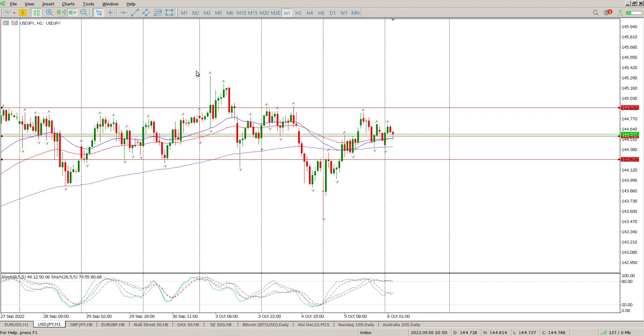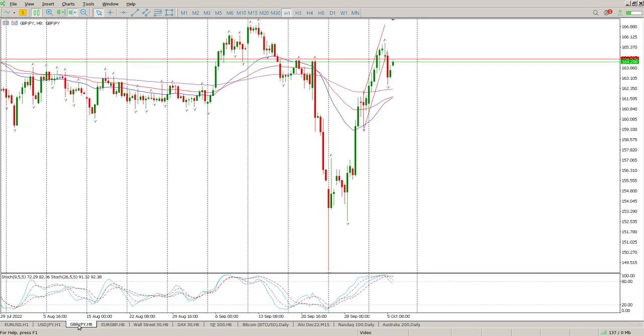So for me, I'll stay out of it until we start clearing 144.914, or we start dropping below 144.257. That's kind of the view I've got. At the moment, moving averages are flat. We are stuck in the middle of this range, and I don't see that changing until next week, to be honest.